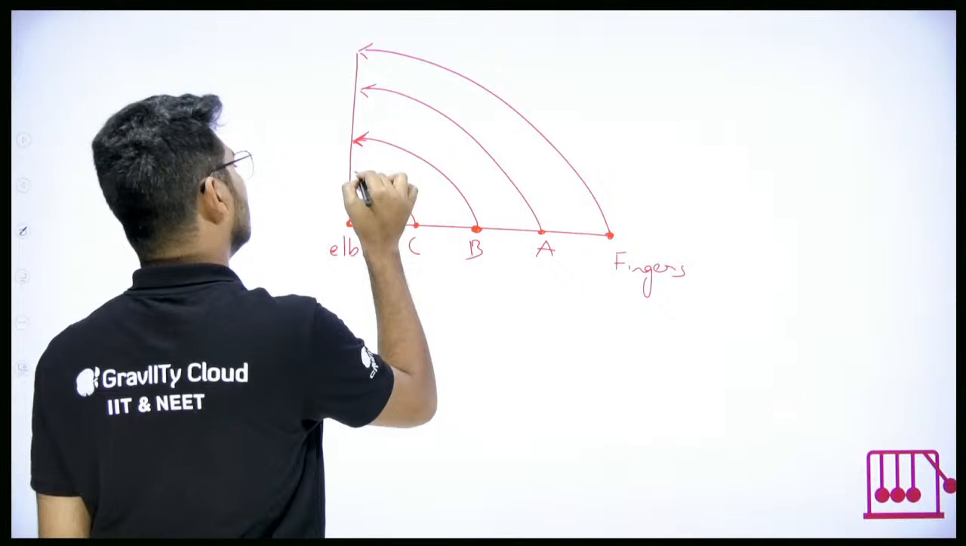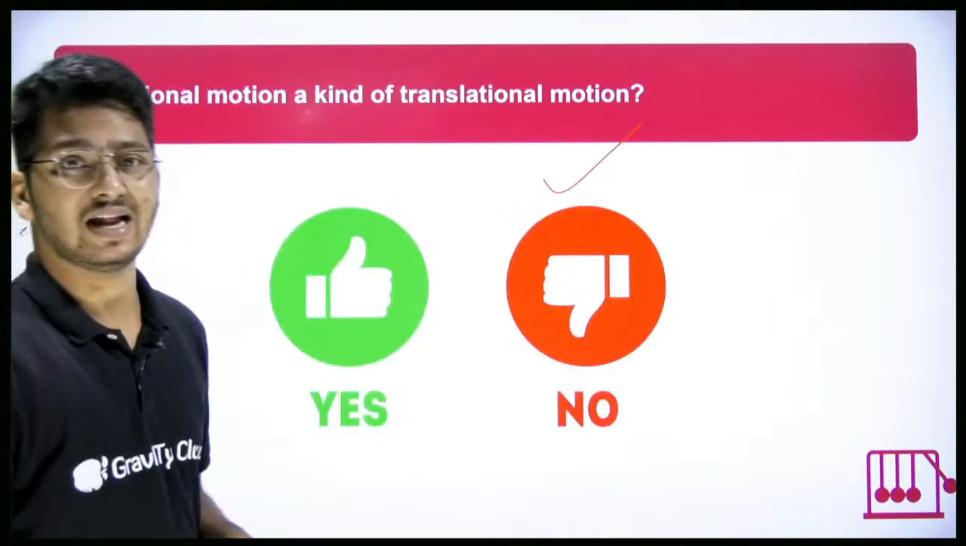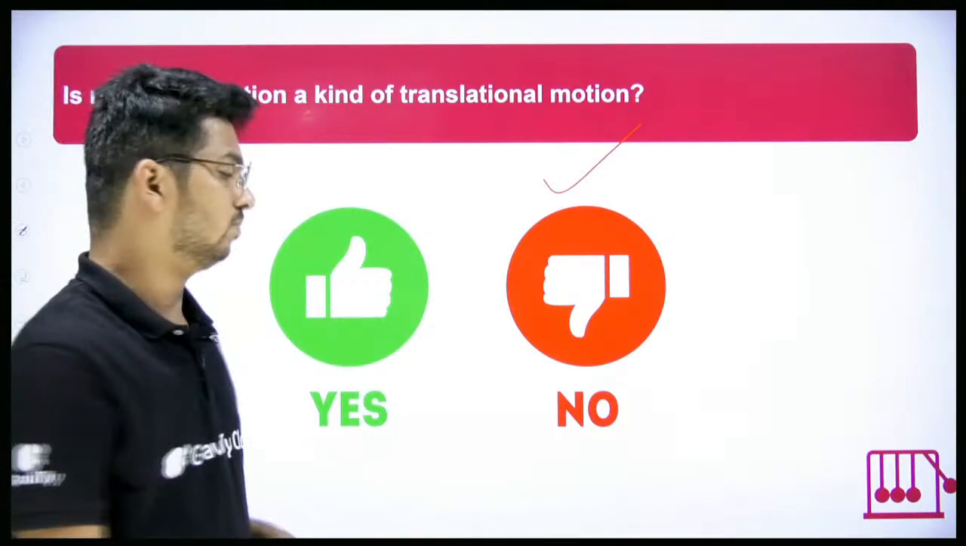Clear? The same will work when you open or close a door. That is also rotational. Opening a door or closing a door is rotational, but it is not translational. You can note that there also. So is rotational motion a kind of translational motion? The answer is no. Okay, the explanation is here.